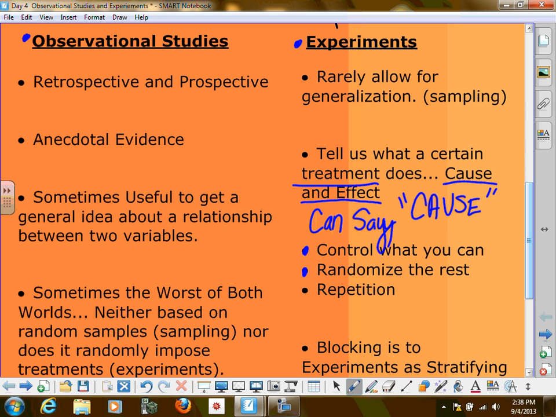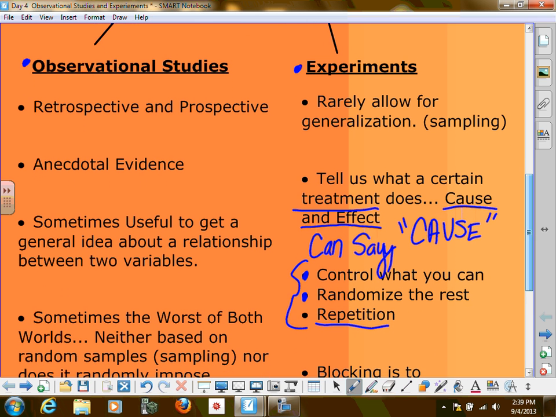So, by controlling it, randomizing what you can, and then repeating this over and over, like if I take 100 and I randomly put 50 here and randomly put 50 there, then 50 people are taking the blood pressure medicine or whatever. I'm repeating it. So that's the general idea of an experiment. The good thing is that with an experiment, you can say causes.